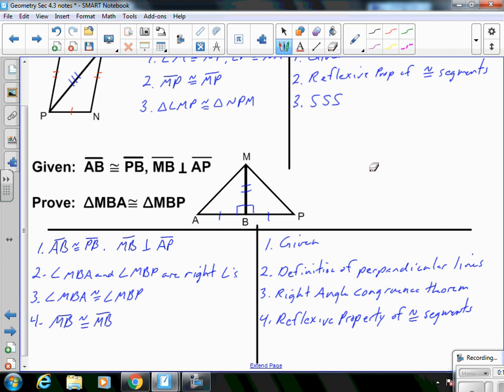So now if we look at what we've got, a side, an angle, and a side of this triangle congruent to a side, an angle, and a side. And the angle is included in between the two sides. So that would be enough to tell us that triangle MBA is congruent to triangle MBP by side, angle, side, SAS.